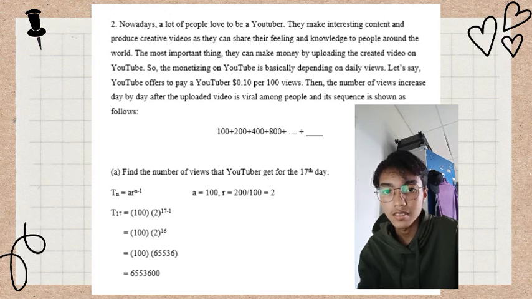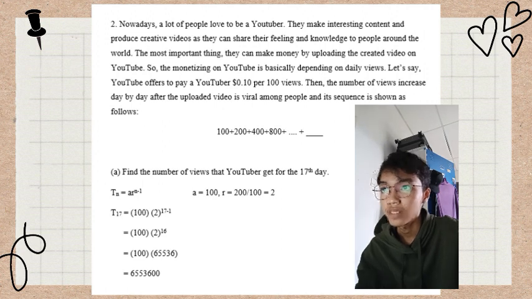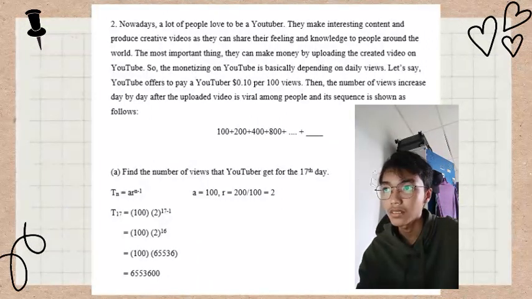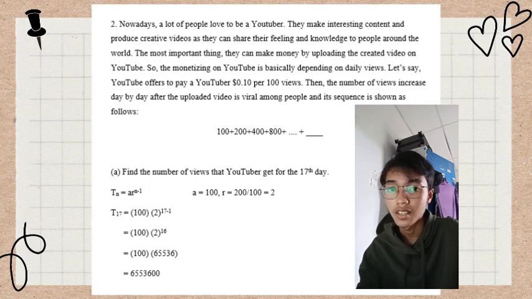So let's answer the second question for part A. Nowadays, a lot of people love to be a YouTuber. They make interesting content and produce creative videos as they can share their feelings and knowledge to people around the world. The most important thing, they can make money by uploading the created video on YouTube. So the monetizing on YouTube is basically depending on daily views. Let's say YouTube offers to pay a YouTuber 10 cents per 100 views. Then the number of views increase day by day after the uploaded video is viral among people, and its sequence is shown as follows.